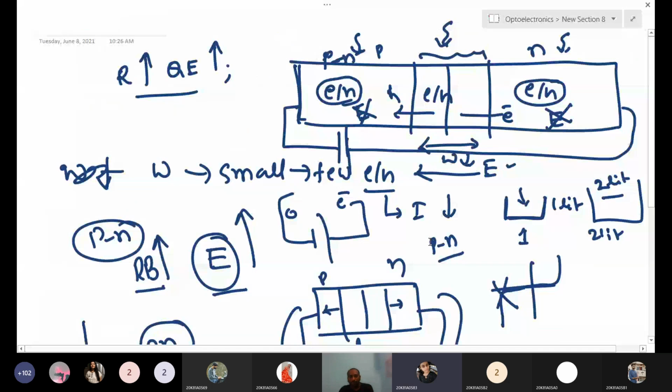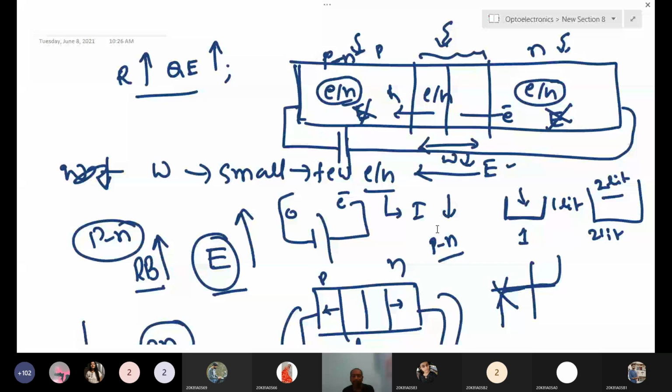Because in the PN photodiode, depletion width is smaller. Using reverse bias voltage, we can increase depletion width, but only up to a certain value. After that, if you keep increasing the electric field or voltage, the device will be damaged. So if depletion width is small, fewer electron-hole pairs are generated, so current is also less. That means responsivity and quantum efficiency are low for the PN photodiode. To overcome this problem, we are going to the PIN photodiode.